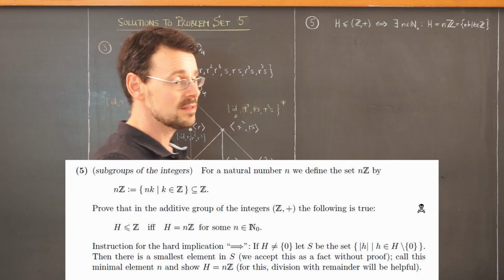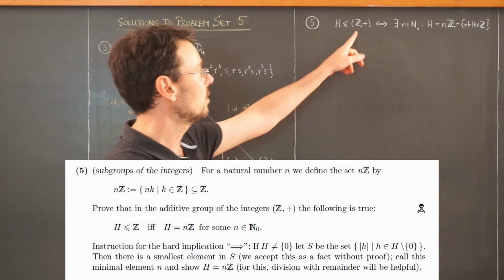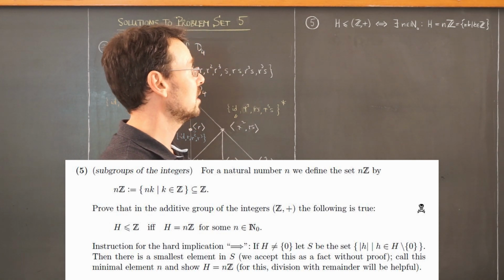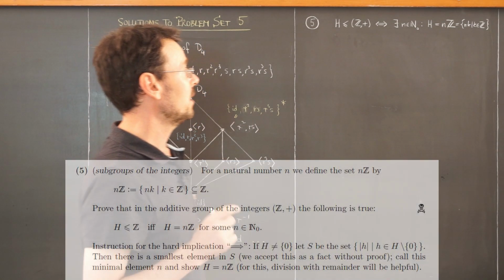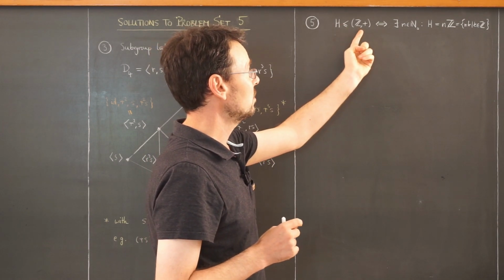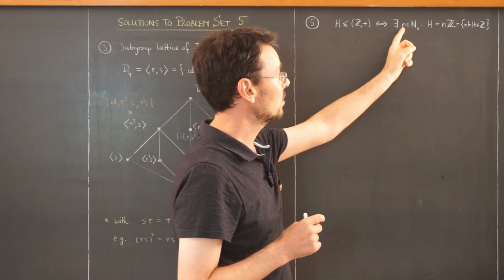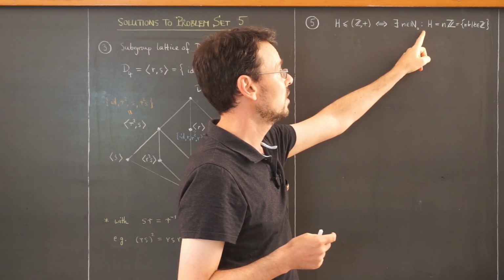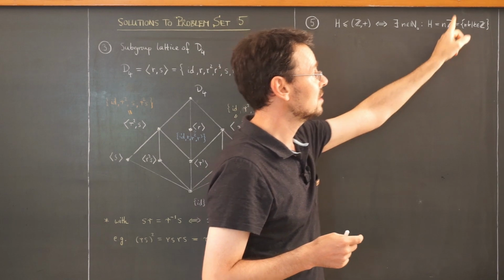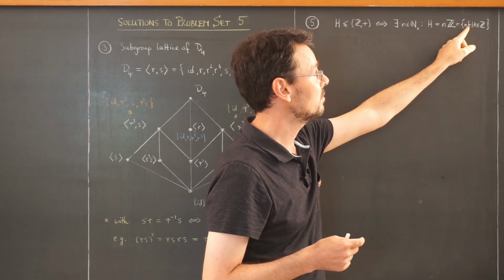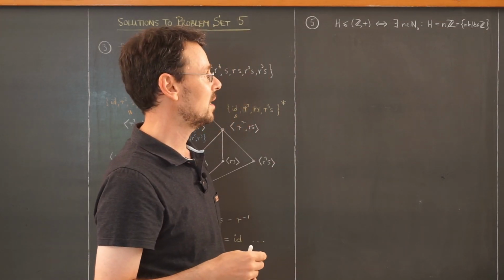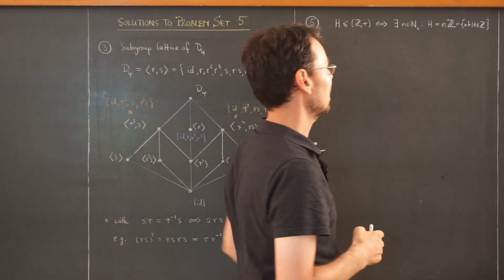All right, we are classifying the subgroups of the integers with addition, which is clearly an infinite group. The claim is the following: H is a subgroup of the integers if and only if there is a natural number or zero, n, such that H can be written as nℤ, which are simply all the multiples of n. I take all the integer multiples of n. So this is this set here.